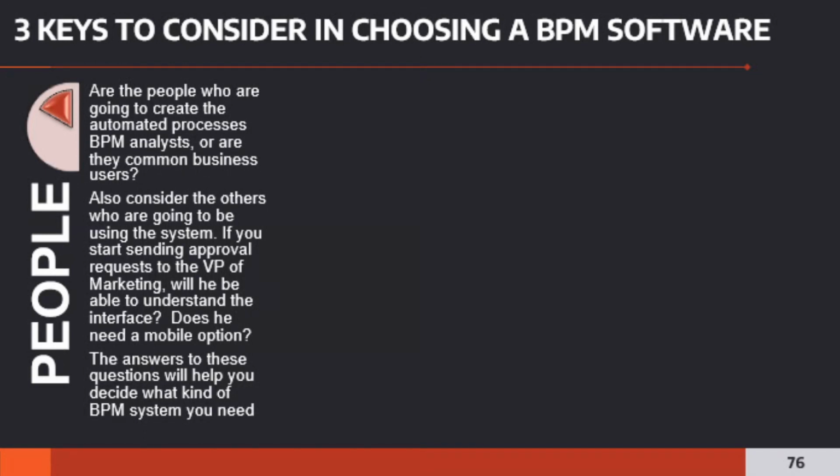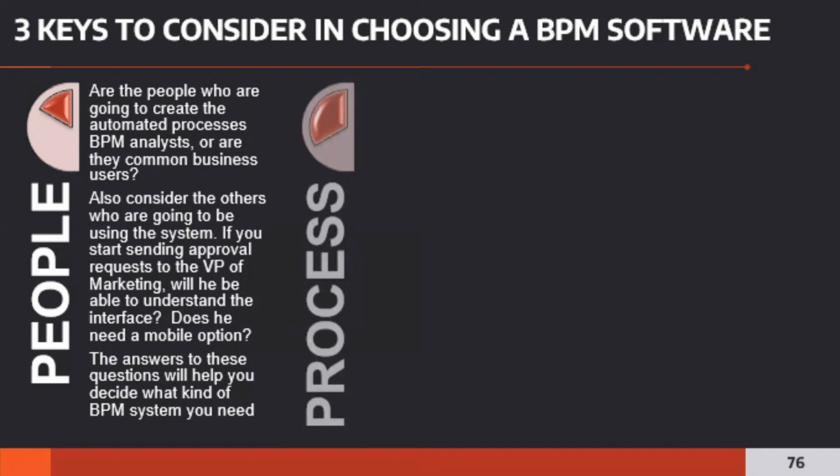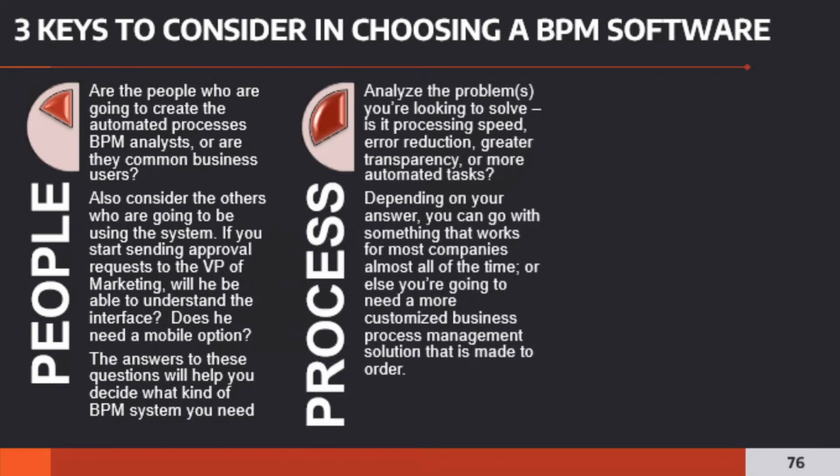Second is what we call the process. Analyze the problems you're looking to solve. Is it processing speed? Is it error reduction? Is it greater transparency or more automated tasks? Depending on your answer, you can go with something that works for most companies most of the time. Or else, you're going to need more customized business process management. So that's also very important.